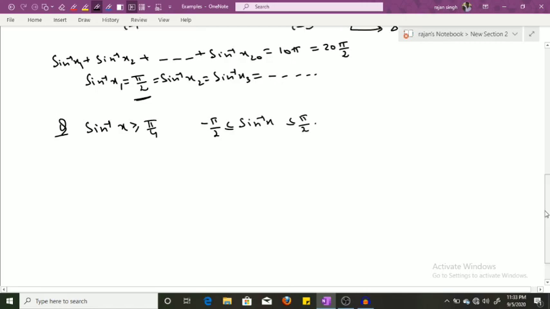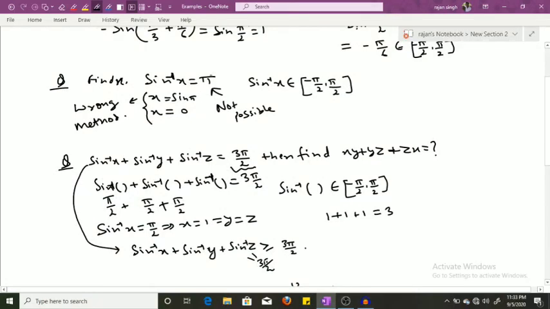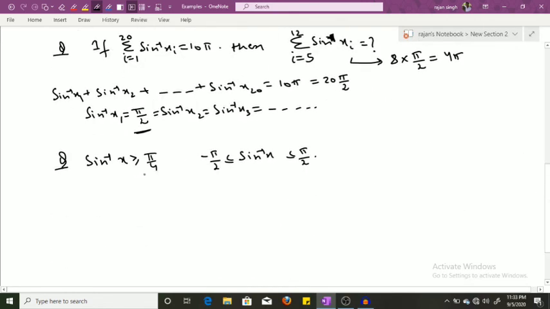See the previous question, where sin inverse x equal to pi was given. Simply don't apply sin on both sides. You think whether this is possible or not. Same thing we are doing. You have to think about the interval of sin inverse, minus pi by 2 to pi by 2. Greater than or equal to pi by 4, so the negative part is cancelled. What is the intersection coming? Basically it is from pi by 4 up to pi by 2. That's the interval coming.